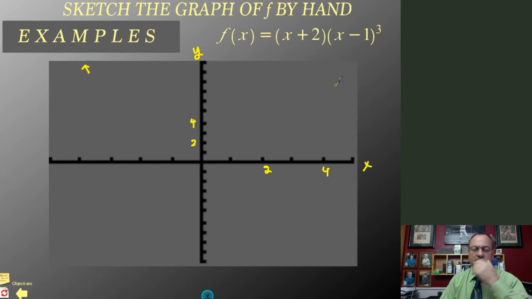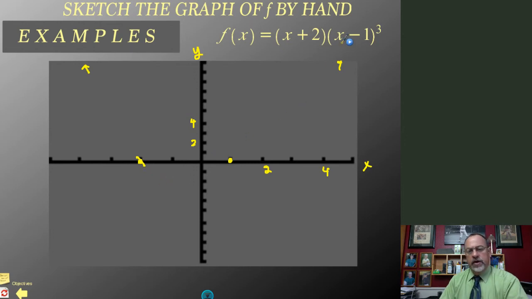Excuse me, why do I keep saying that? It's an even power. The leading term is going to be positive, so I know it's going to go up on both ends of the graph. I have a 0 at -2, and I have a 0 at +1. The 0 at -2 is an odd power, which means it's going to cross. It's linear, so it's going to look like a line where it crosses.